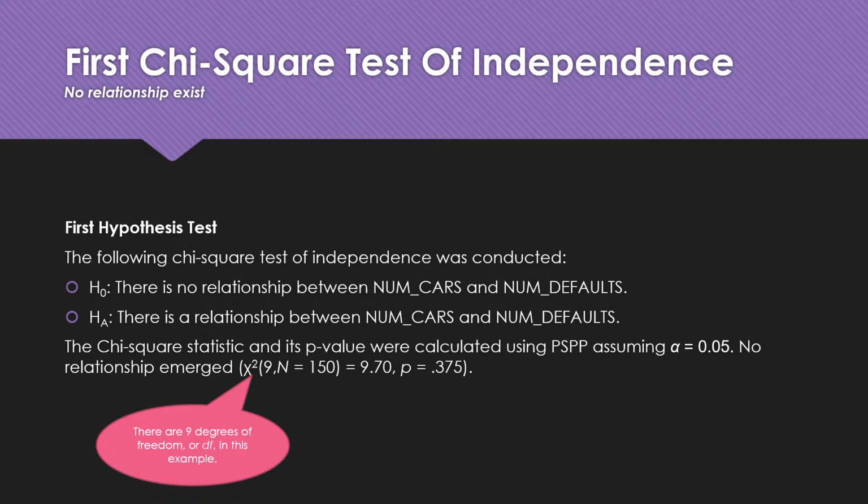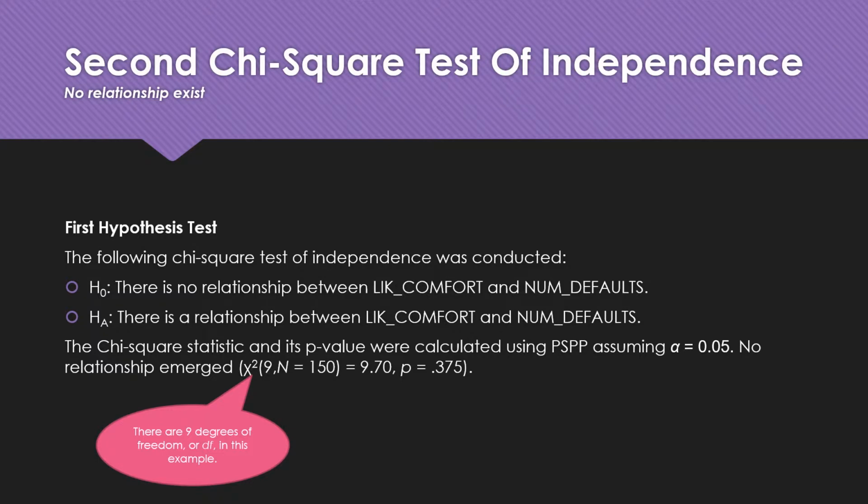In our second chi-square test of independence, we're going to take a look at the level of comfort versus the number of payment defaults. Our null hypothesis states there is no relationship between the level of comfort and the number of payment defaults. The alternative hypothesis states there is a relationship between the level of comfort and the number of payment defaults.